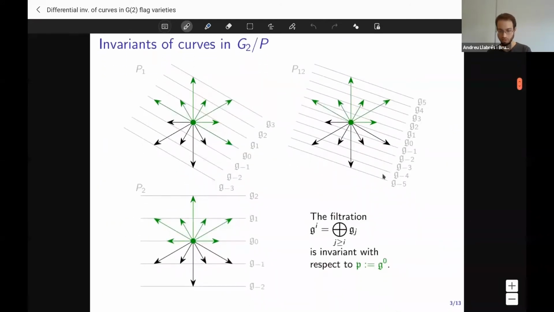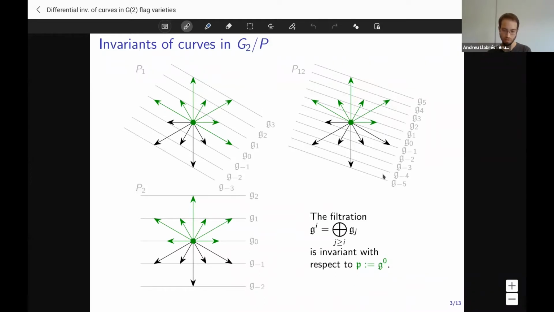Here we have the root diagram for G2 in three different versions, depending on the choice of the parabolic subgroup. Each choice of the parabolic subgroup gives us a gradation that is illustrated here by these parallel lines. This gradation induces a filtration. In each case, the filtration is invariant with respect to the parabolic group. This parabolic is illustrated in green in the pictures, and in black we have the negative part that corresponds to the tangent to our homogeneous space.